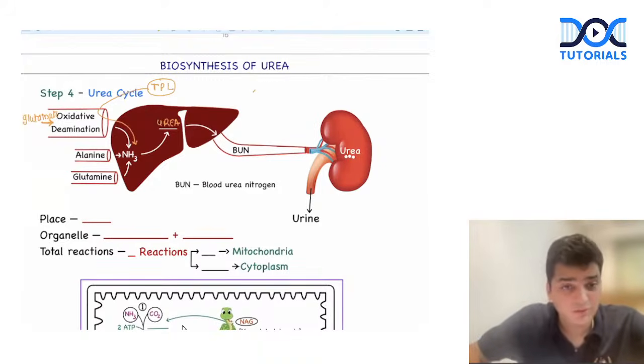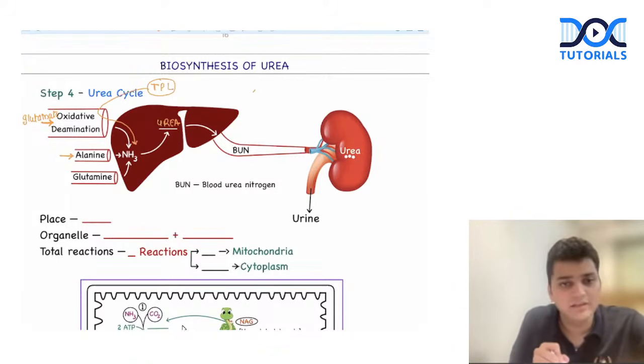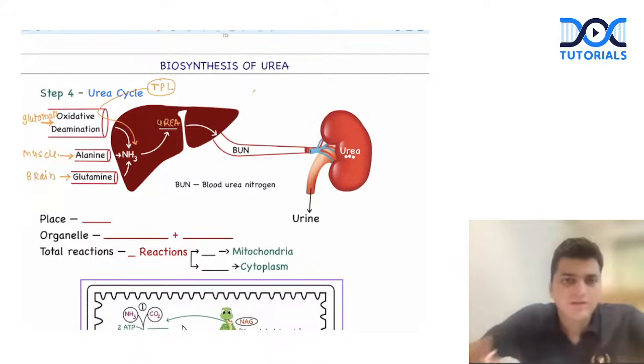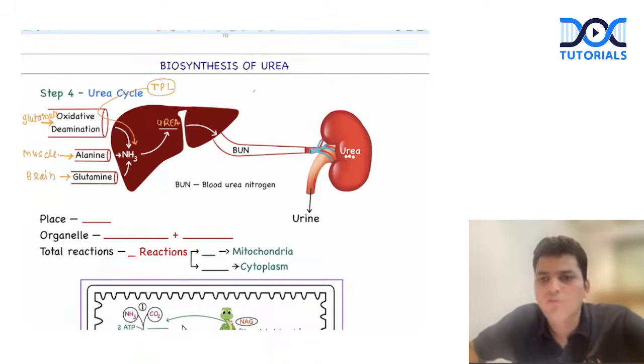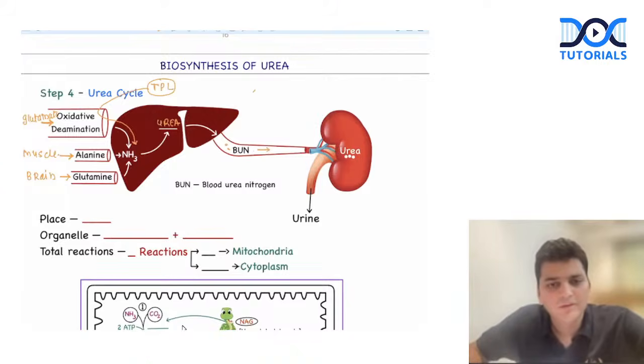Then we have the transporters of ammonia. Alanine is a transporter of ammonia from which tissue, the brain or the muscles? It is bringing it from the muscle. And glutamine is bringing it from the other tissues, including the brain. So these are the 4 sources of ammonia we have. Now we will convert this ammonia into urea, and this urea will come into the blood. That is called the blood urea nitrogen.